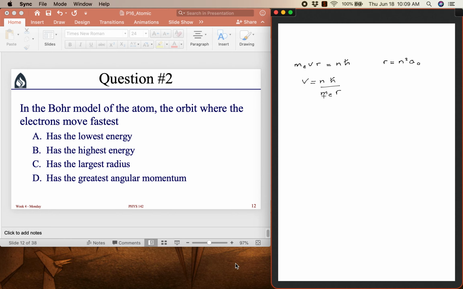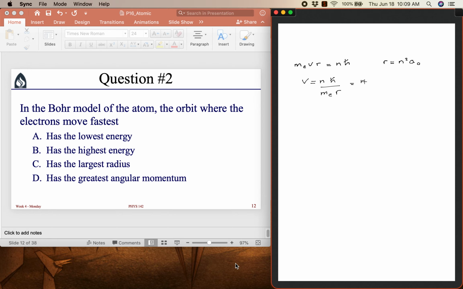Now, h bar and the mass of the electron are constants. We have an n here, but then we also have an r, and we know that the radius also depends on n. It also depends on which energy level you're talking about. And so we need to include that as well so that we can see fully how n, which energy level you're in, influences the velocity. So I'm going to put this expression in place of r here.